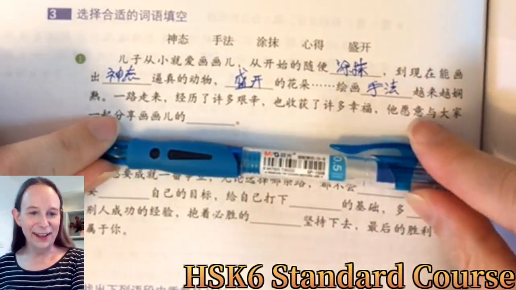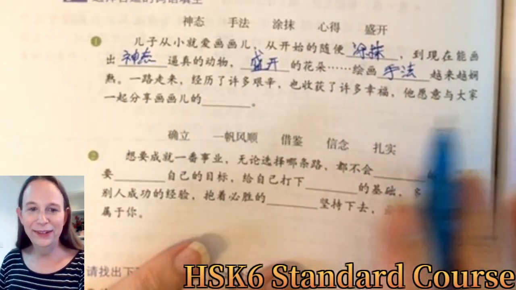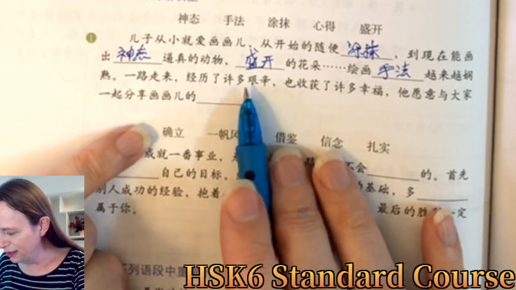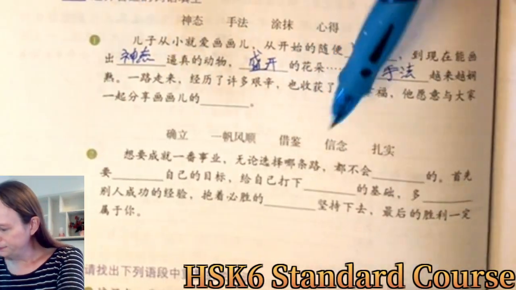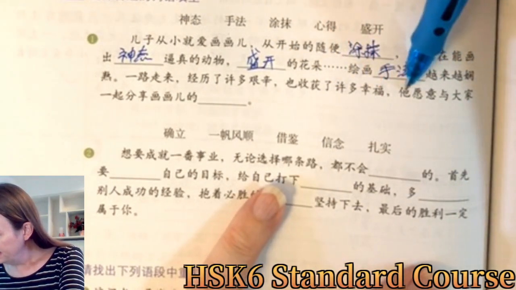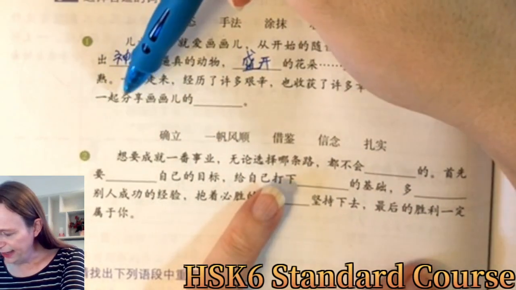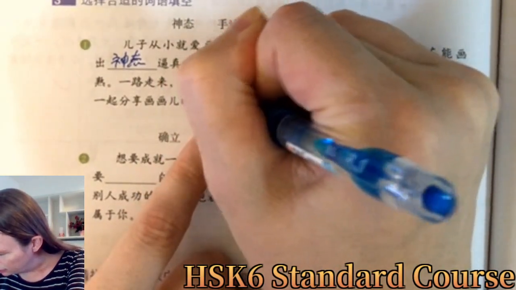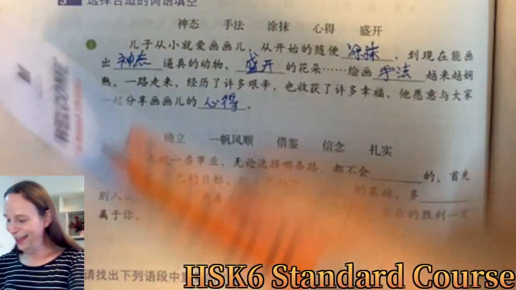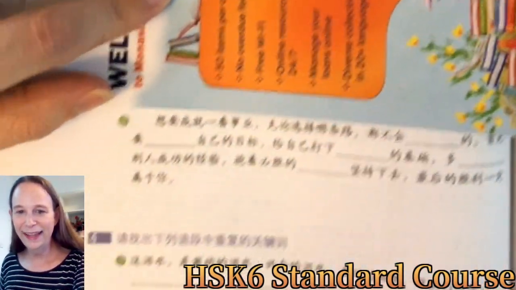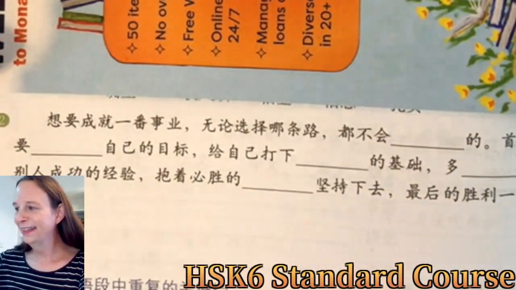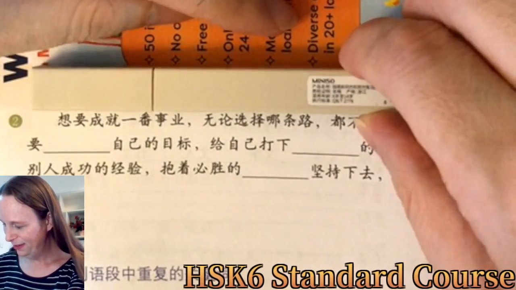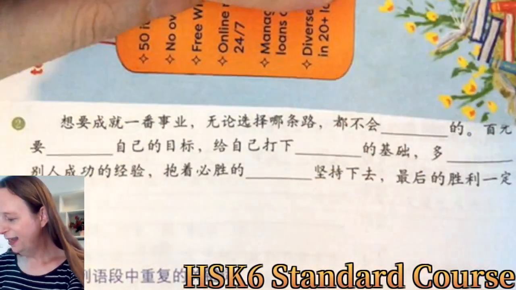Maybe I shouldn't read them and just see if I can figure them out without reading them, because they're putting all these collocations in, so it's not that hard. 一路走来, 经历了许多艰辛, 也收获了许多幸福. 他愿意与大家一起分享画画的心得. Yeah, so let's do that. I'm going to try that. I didn't really look, but I probably can guess from context. More of a challenge. How do I cover that up? I'll just have to hold it there.